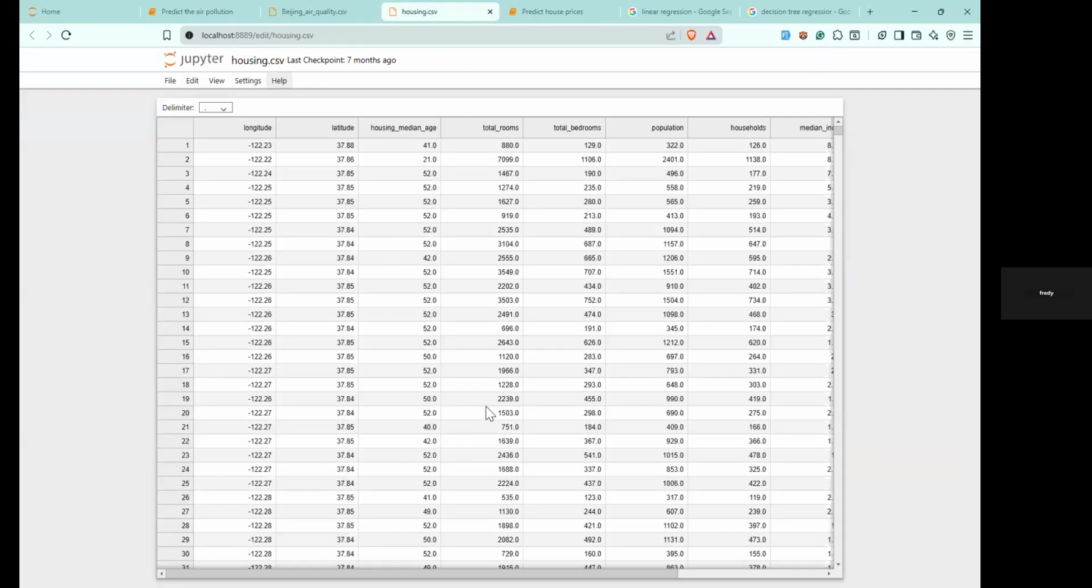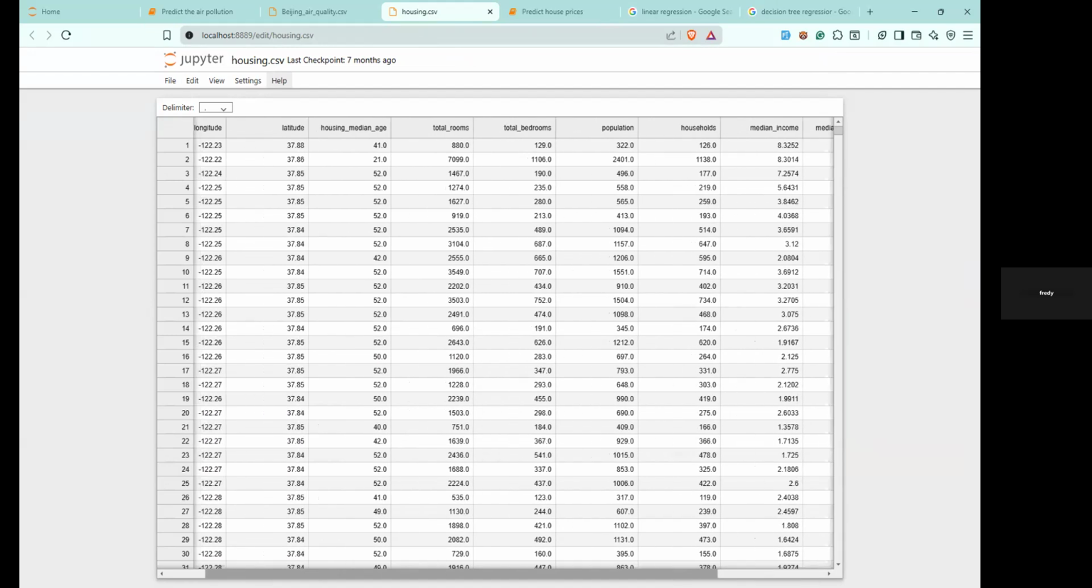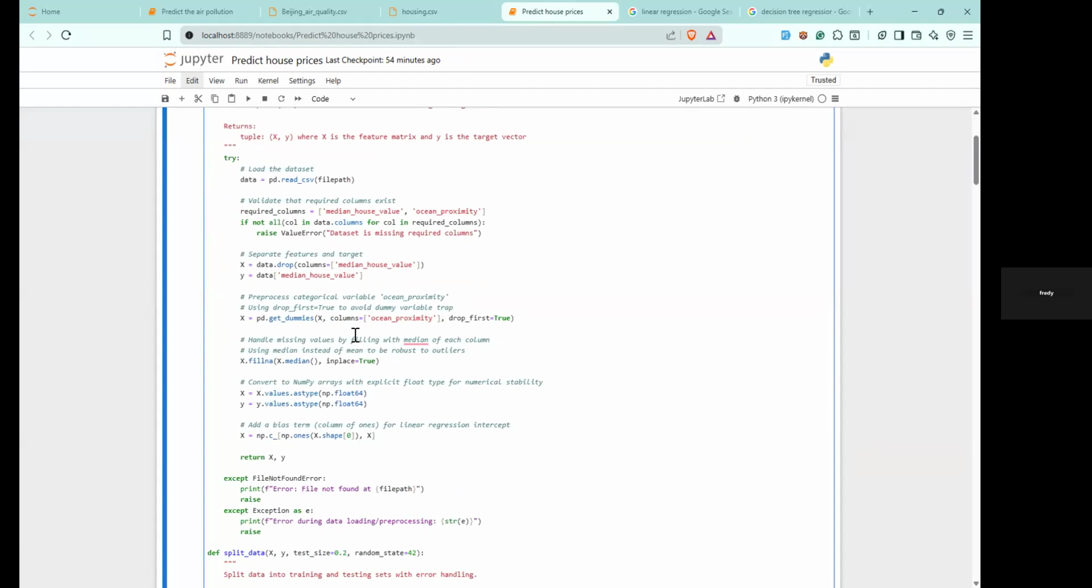So let's see the house price data set. It has all those location data. It has the house age, how old the house is, the housing median age, total rooms, and total bedrooms. All these are just factors we will need to predict. We'll see the target variable: we are trying to predict the house price.